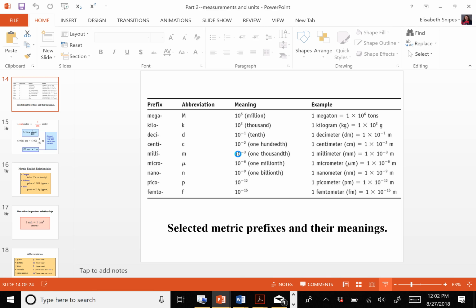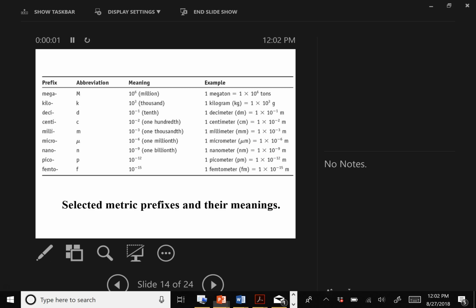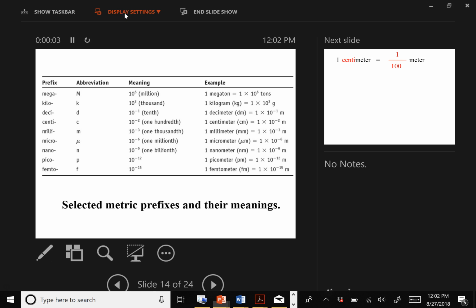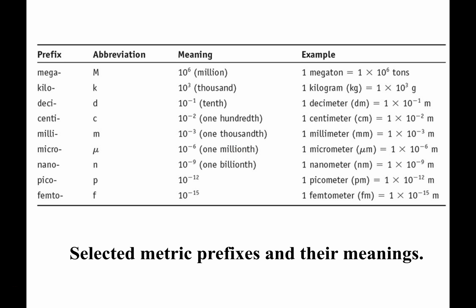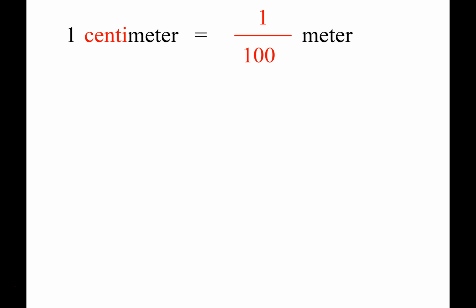Commit to memory. Which of these prefixes did I say you need to know? Kilo, centi, milli. Yep, and one more. Micro. Great. Okay, yep, you got it. So kilo, centi, milli, and micro. And usually I don't circle them, I put like a little arrow.